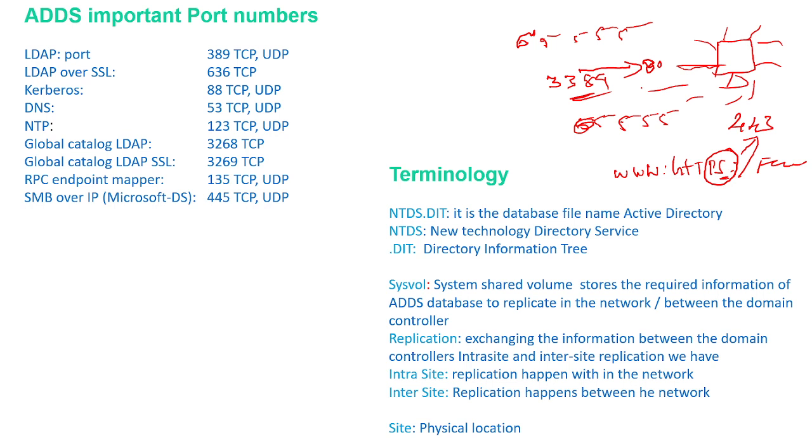The Network Time Protocol port is 123. That is the responsibility of 123. Okay, global catalog 3268, RPC 135, and SMB 445. You have to remember, you have to mug up these port numbers. Definitely. These ports are very, very essential in every interview. At least 2 or 3 port numbers will be asked. Okay, any question with respect to these ports?